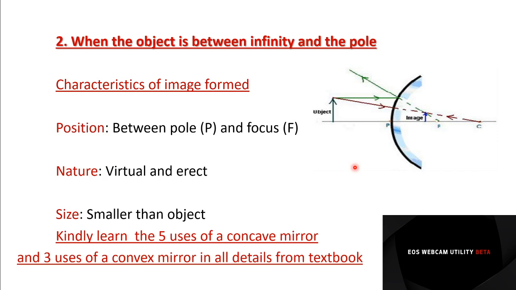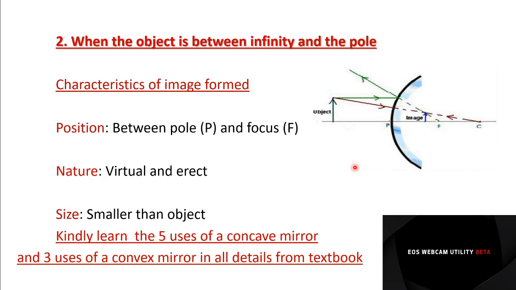Then point number 2 is as a reflector. Here, as a reflector, it could be in searchlight, in torchlight, and in the headlights of the vehicles.